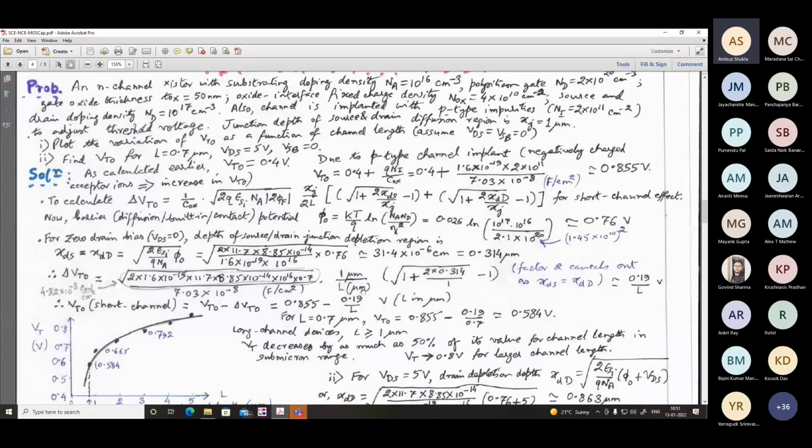So put everything's value as 1. Why are we writing 1? Because xj, the junction depth, is 1 micrometer and the L will vary. So the only thing that varies is the channel length. The other things remain the same.